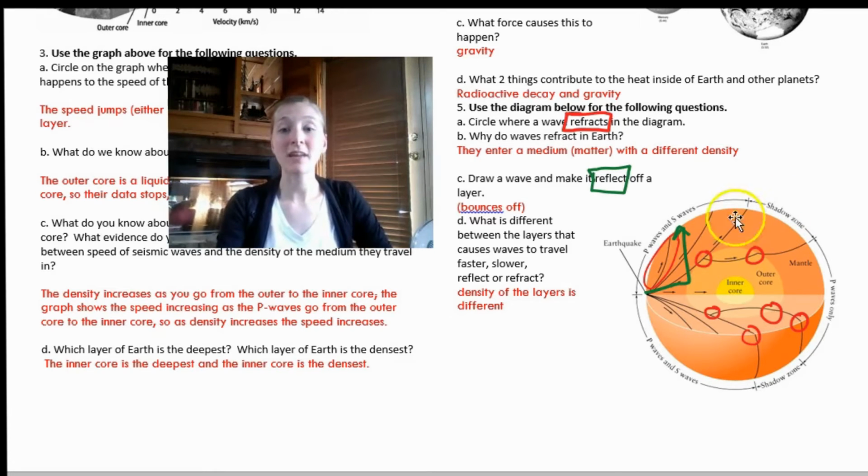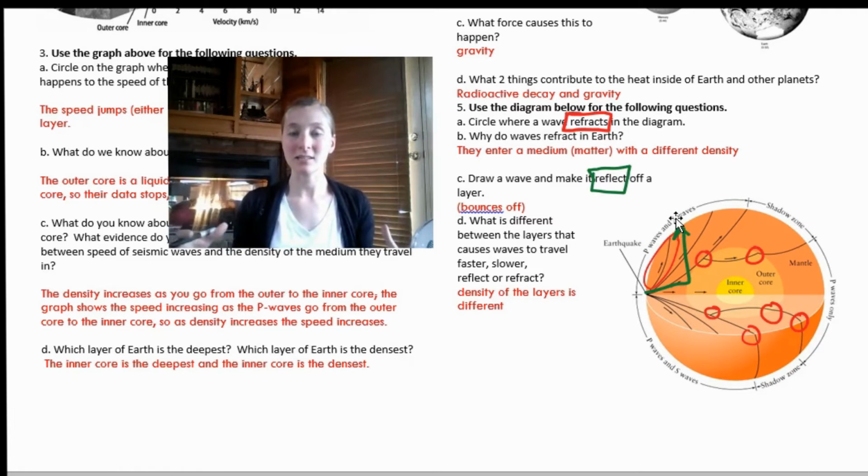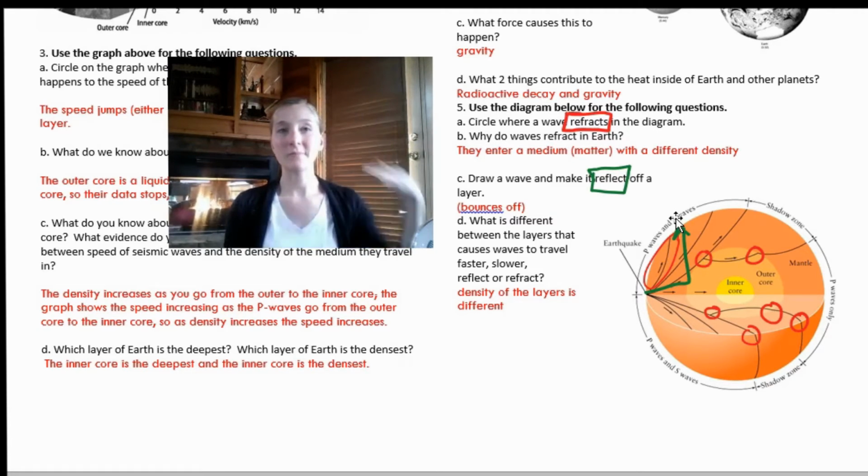Now there's also reflection. So you can see right here that the wave is bouncing off, and that's what you had to draw. Reflection means to bounce off, and that happens to waves as well inside the Earth. And again, why do they go faster? Why do they go slower? Why do they reflect? Why do they refract? It's all about density. And important to remember this is that they go faster when it's more dense. They go slower when it's less dense. They bend and change. And there's some more physics behind the angles that they go, but they will change their angle also based on if it's more or less dense.